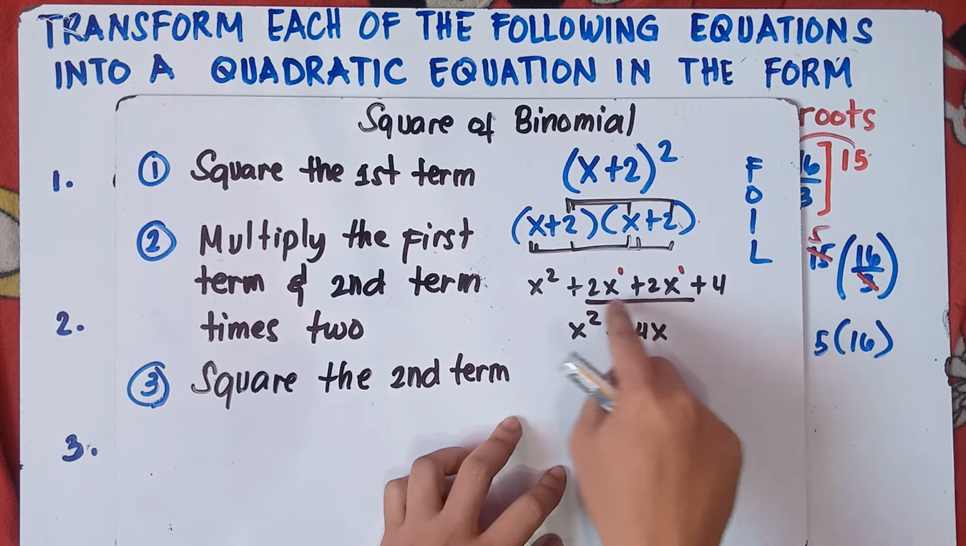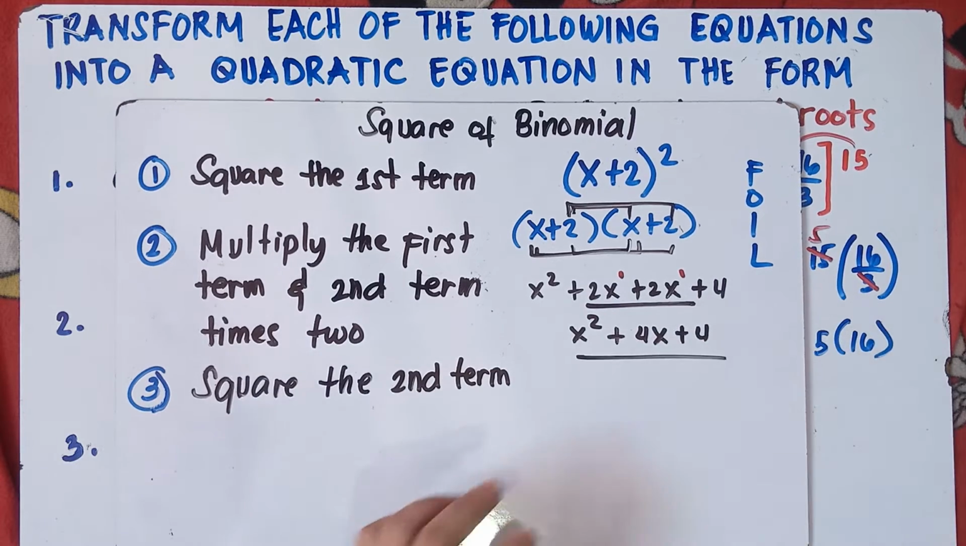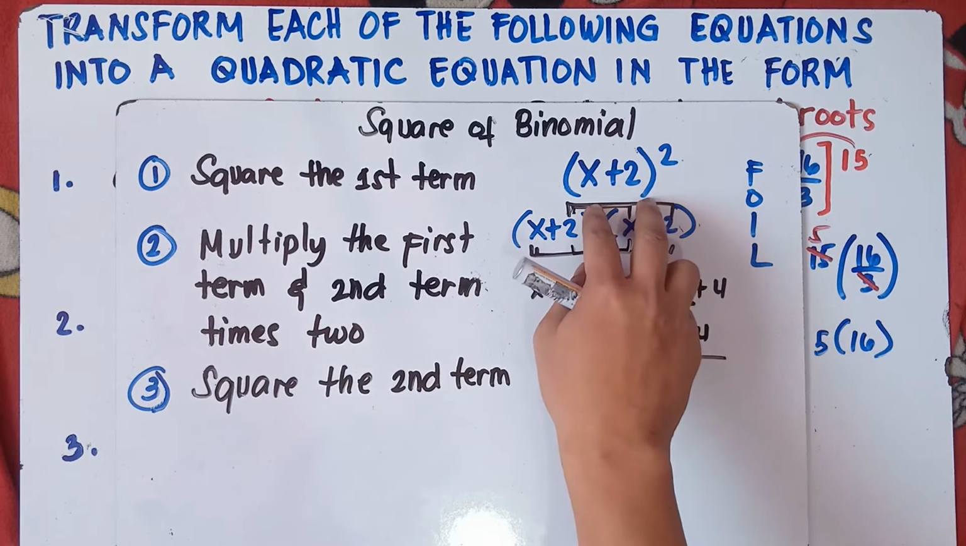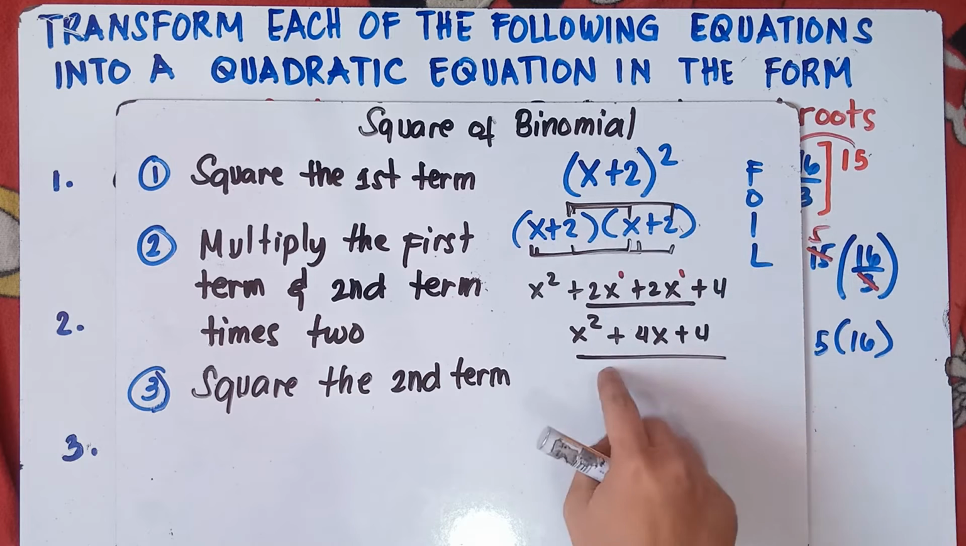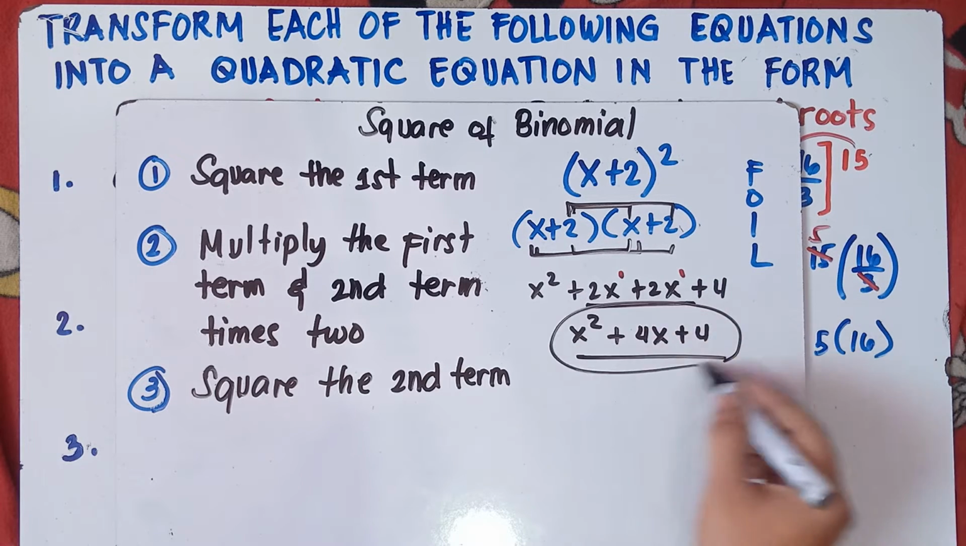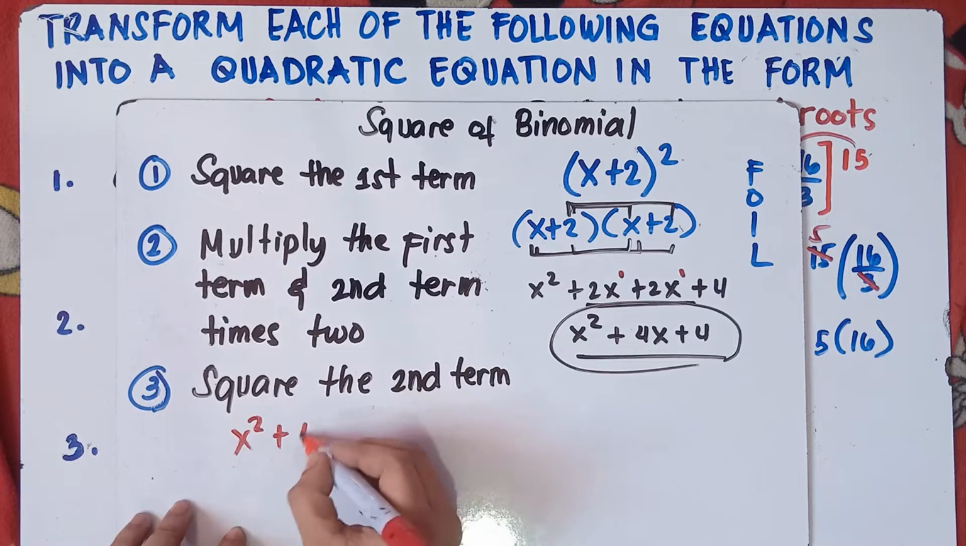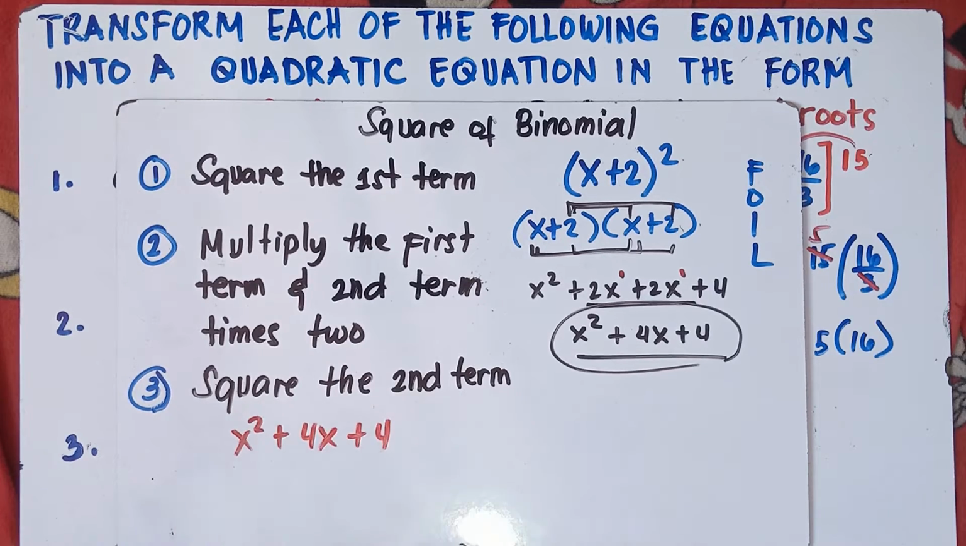So combine, so 2 plus 2 is 4. Just simply copy the variable x. And then plus 4. So this will be the answer when you do the FOIL method. So x squared plus 4x plus 4. Remember this answer, class. We will be erasing this one. Let me just write it here. X squared plus 4x plus 4.